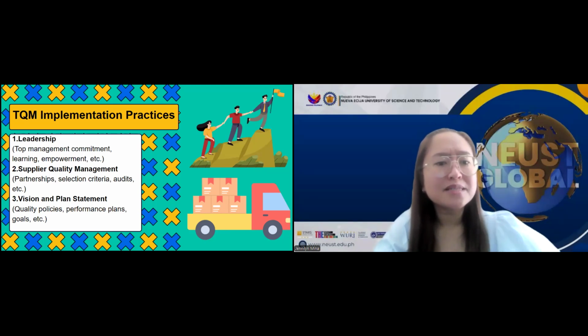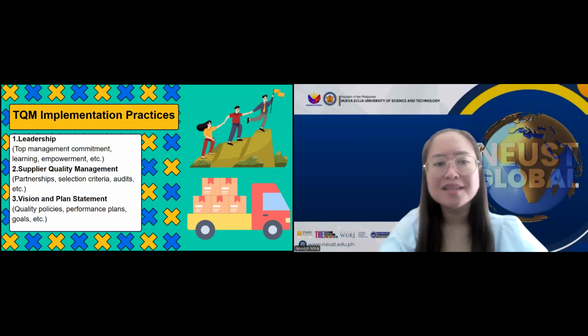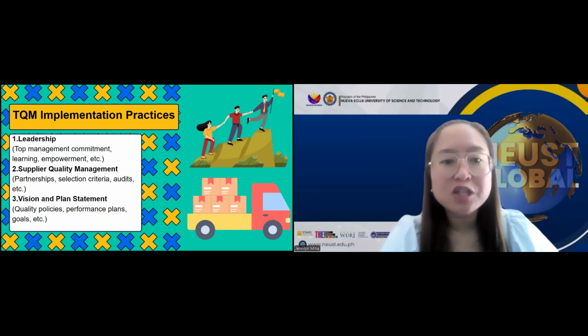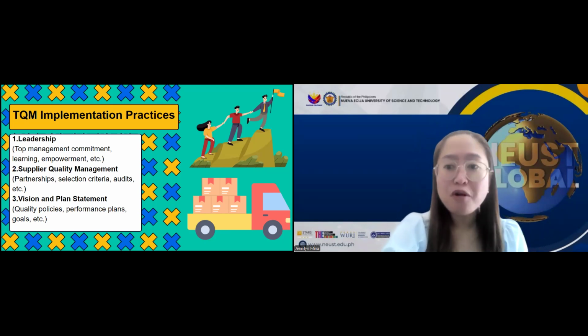The vision and plan statement. When the company sets a clear vision and quality policy aligned with business goals, it defines quality improvement plans and product quality targets to enhance business performance.